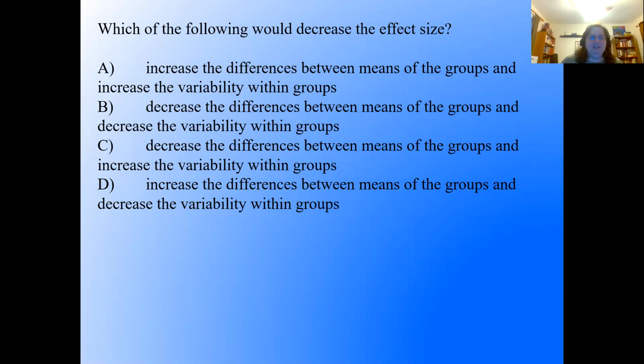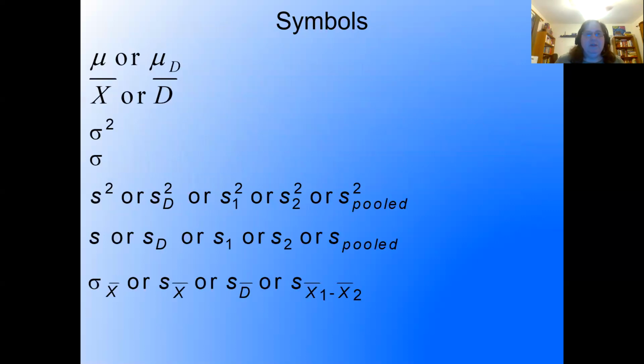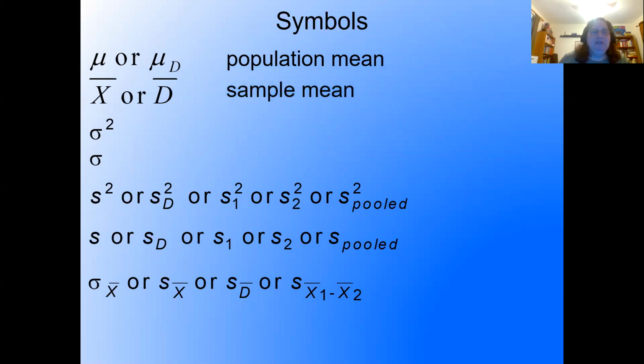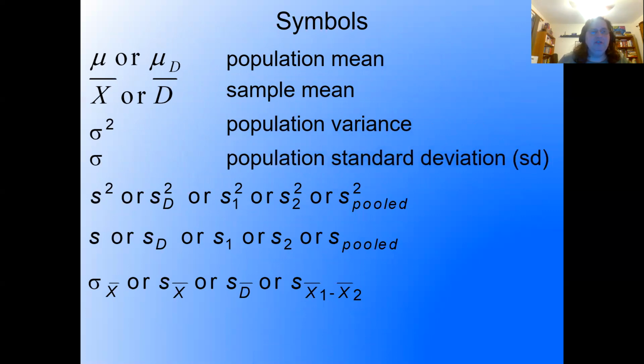Okay, all right. So let's talk about some symbols. Mu or mu D is your population mean. X bar or D bar, sample mean. Sigma squared, the population variance, and sigma, your population standard deviation. Any form of S squared is your sample variance, and any form of S has to do with sample standard deviation.